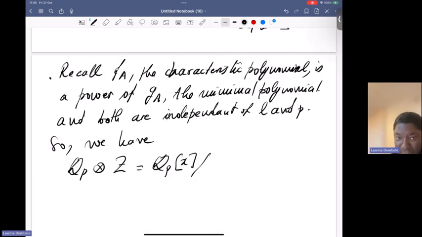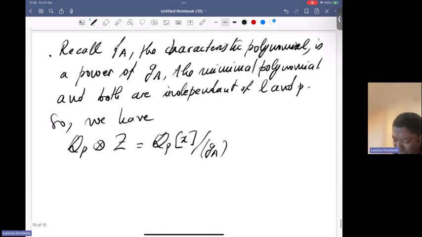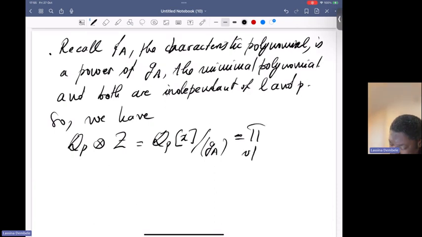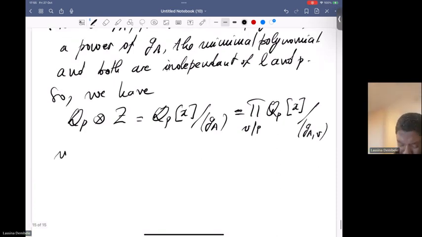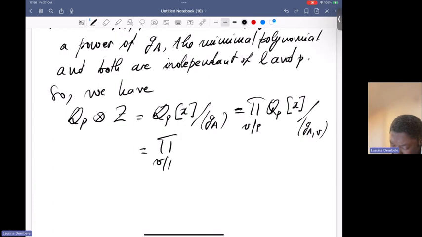this would be the same as taking QP and then modding out by the ideal generated by the minimal polynomial, which of course we can write as a product on all the places dividing P, QP of X divided by the polynomial generated by GAV, where GAV is... so before I write this, I want to say that we can write this decomposition as a product on the V dividing P of ZV with obvious notation.